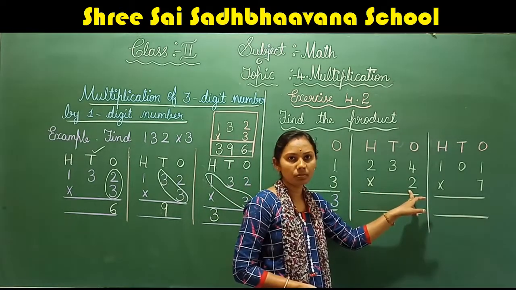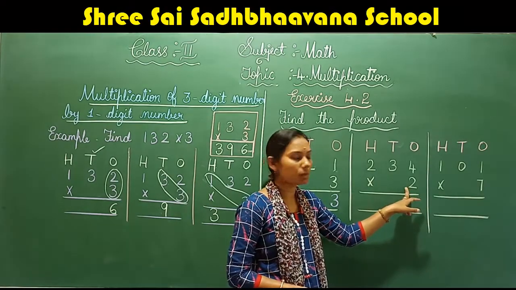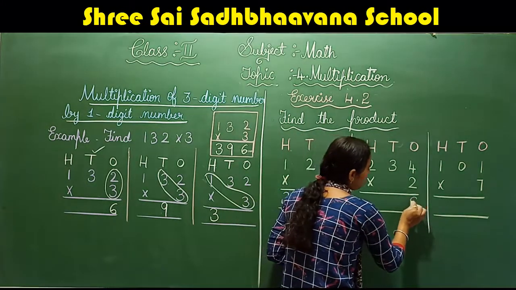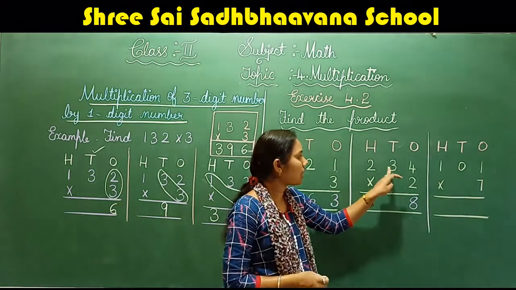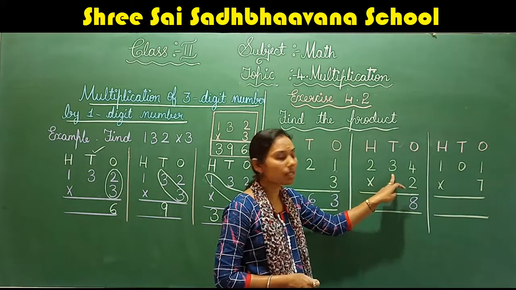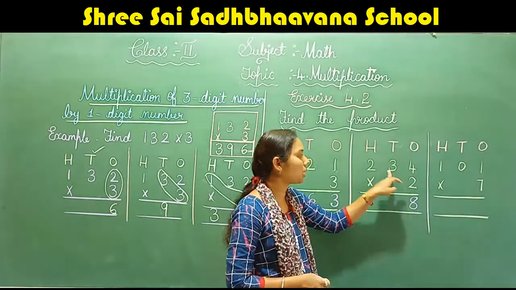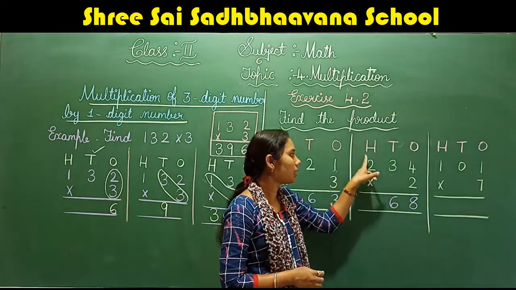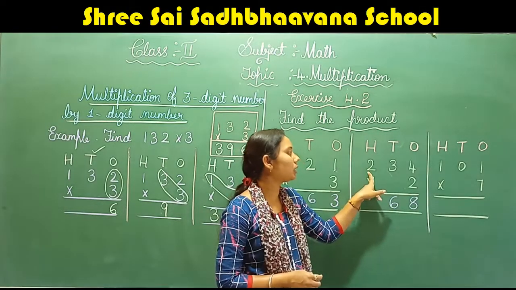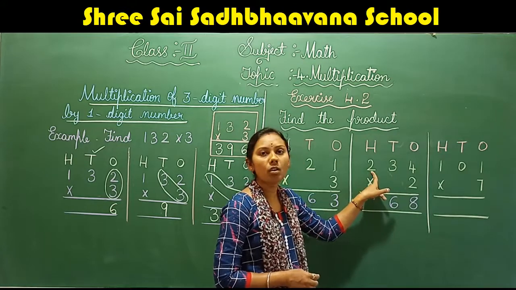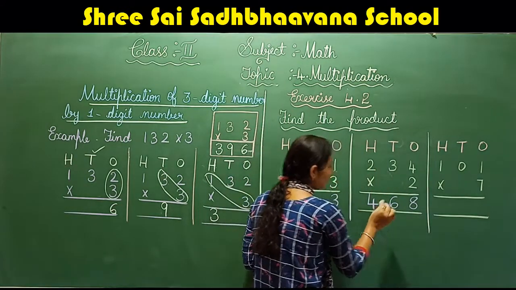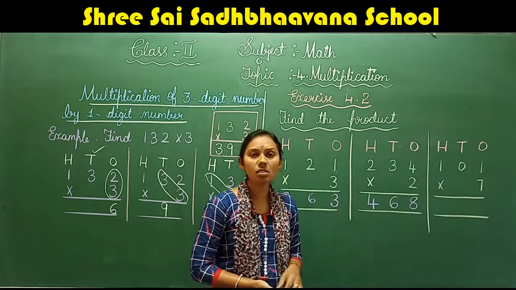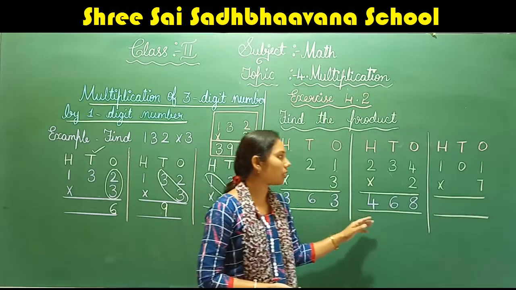Okay, one more sum, let us see. 234 into 2. What you have to do first? Ones place we are going to multiply. That is 4 ones by 2. 2 fours are 8 ones. Next, we are moving to the tens place. We have 3 tens. So 3 tens multiplied by 2. 2 threes are 6, that is 6 tens. Next, in the 100 place, we have the number 2. So 200 multiplied by 2. 2 twos are 4, 400. Got it, children, 234 multiplied by 2. The product is 468.